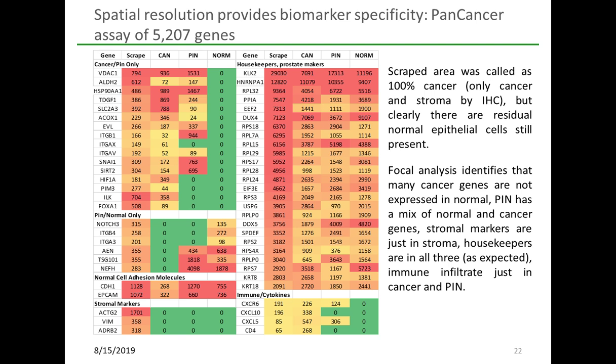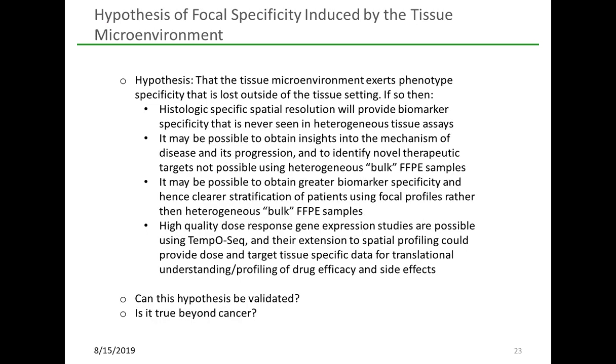So basically, using the focal analysis, you can identify histologically specific sets of genes. And this has led us to hypothesize that the tissue microenvironment exerts phenotypic specificity that's lost outside of the tissue setting. That means if you dissociate them, you won't see that. So you have to look within the context of the tissue, and it could be the neighboring cells exerting this, it could be extracellular factors exerting the specificity.